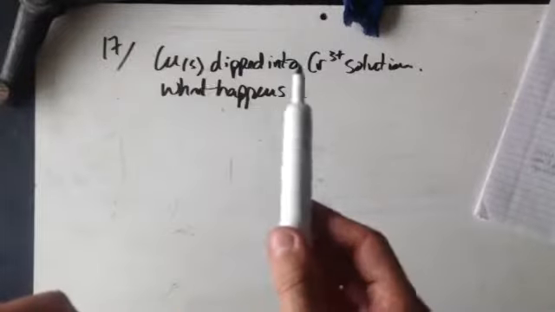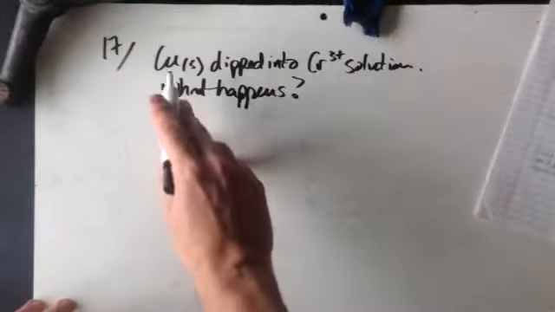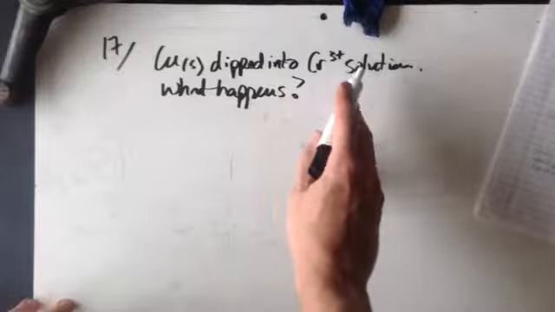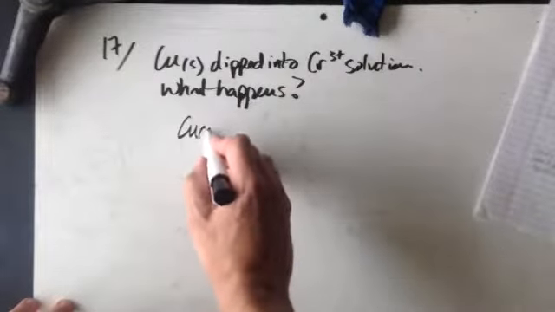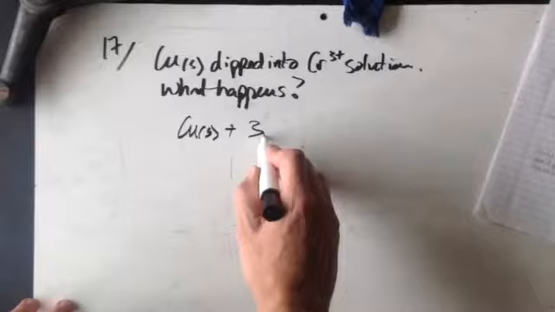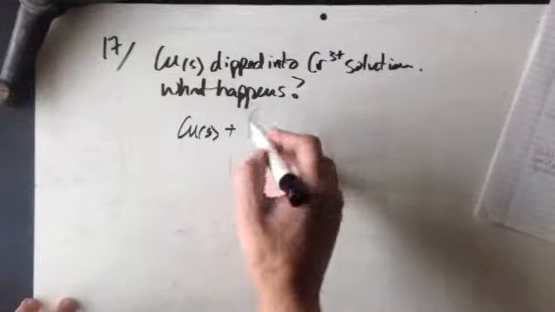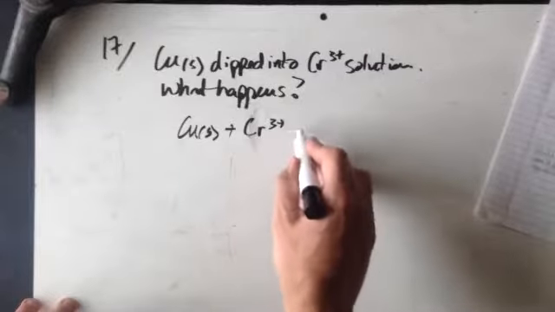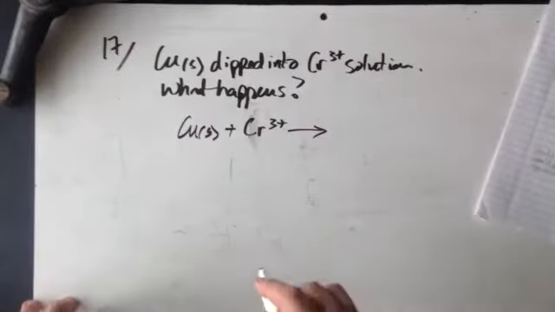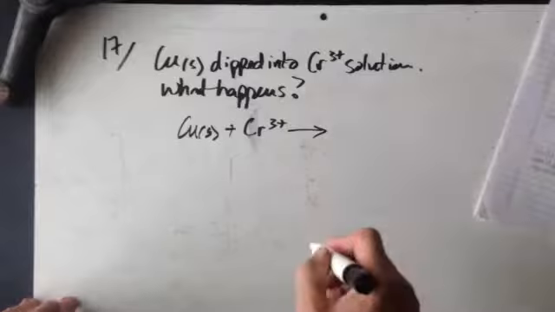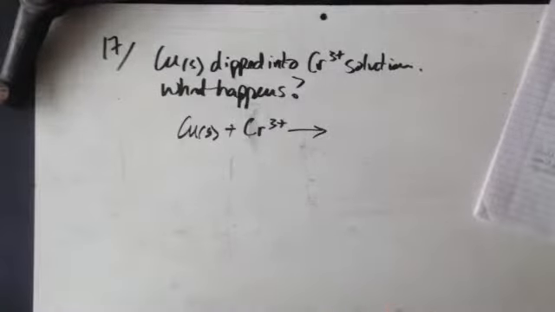So first thing we have to do is we have to understand that we're adding copper metal to chromium 3+. So it's going to be something along the lines of this. Okay, and we're not sure what the products are. And the reason why, because if we go to our sheet here, we can see that we have a couple of different options for copper metal. And there's two of them right here. So I'm just going to put them both down.